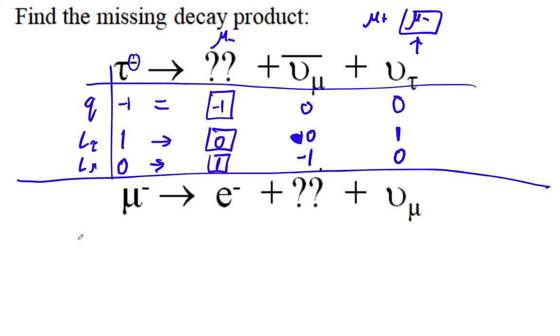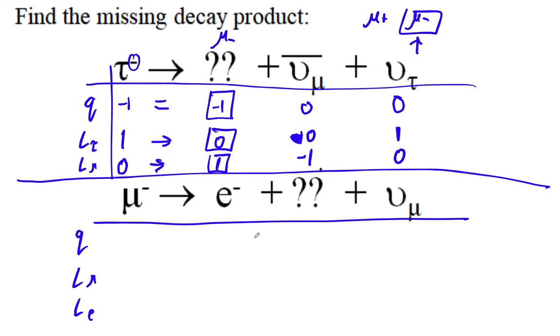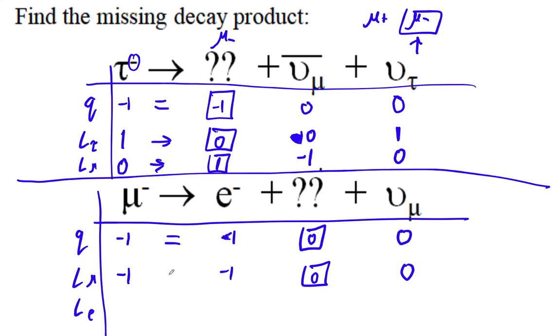So let's look at this guy. Let's do the same thing. Charge. Here we're going to balance L mu and L electron, because that's all we have here. If we had a tau, we'd add another column for tau. So charge, we've got -1, something, and 0. Well, this has to be 0, because -1 can't have any charge. Let's look at our mu number. This guy is -1, 0. This guy has to be 0 as well.